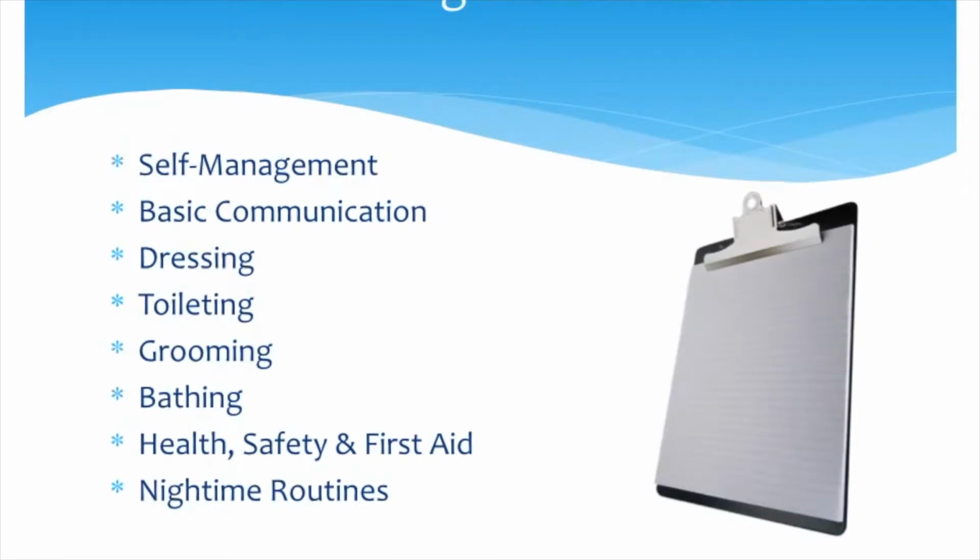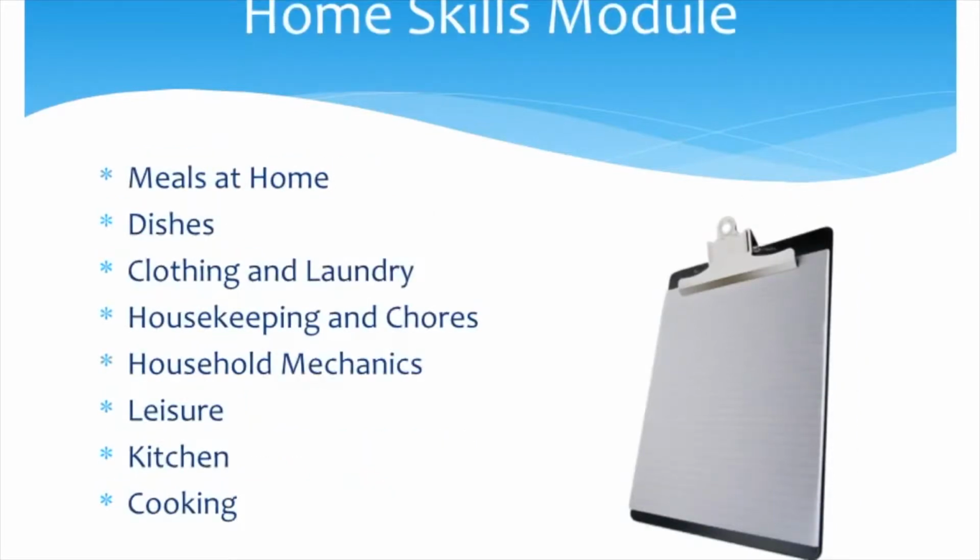The Basic Living Skills module contains tasks for assessment in the following categories: self-management, basic communication, dressing, toileting, grooming, bathing, health, safety, and first aid, and nighttime routines. The Home Skills module contains tasks for assessment in the following categories: meals at home, dishes, clothing and laundry, housekeeping and chores, household mechanics, leisure, kitchen, and cooking.